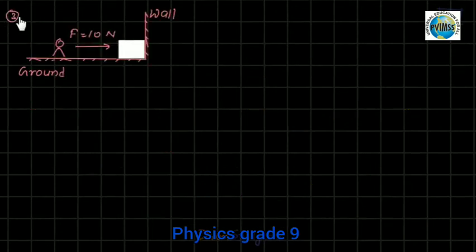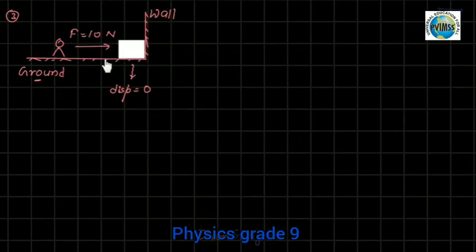Okay students, so this was our second point regarding work in physics. Now come to the third point. You can see the situation here. Again, a block is lying on the ground. Here is a wall. The block is lying along a wall. A person is applying force on the block. So what will be the displacement here? Now tell me students, what will be the displacement? Of course, the displacement will be 0. Why? Because the block can't move due to this wall. No matter how much force the person is applying, the block can't move, that's why displacement will be 0.